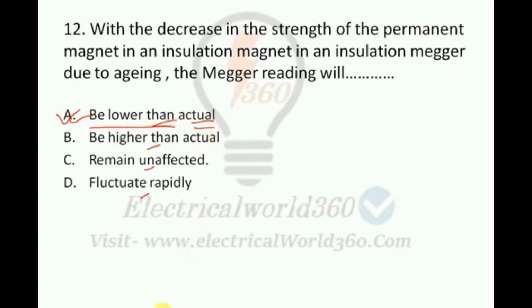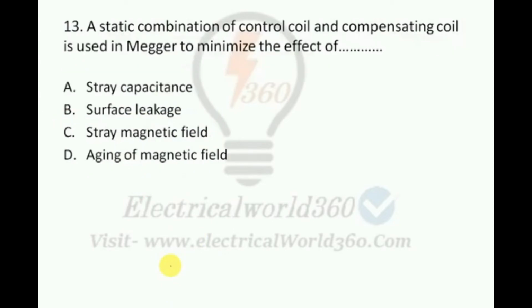Okay, so coming to the next question, question number 13. A static combination of control coil and compensating coil is used in a Megger to minimize the effect of stray capacitance, surface leakage, stray magnetic field, and aging of the magnet. So in this case option C is the right answer.